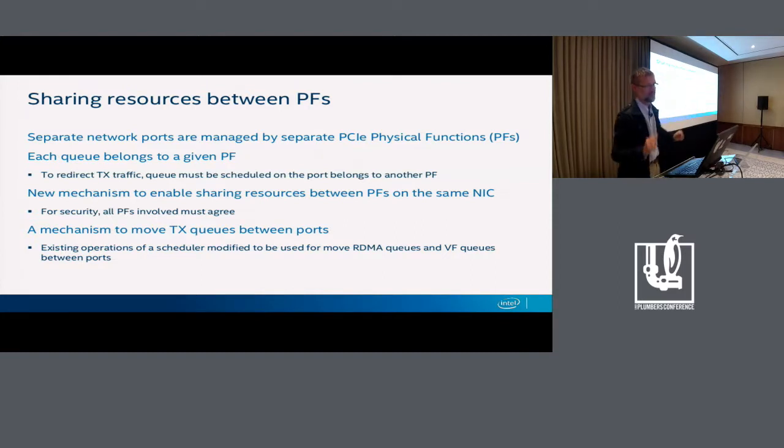So if we bond two or more ports or physical functions together, each of them has to explicitly say, okay, I'm going to be bound or to share resources with another physical function. So if all physical functions agree on that, the sharing is started, and you can move the queues which belong to one physical function to be scheduled to the port which formally belongs to another physical function, and vice versa. Otherwise, if not all physical functions agree on that, it might be a security problem. It's not allowed.